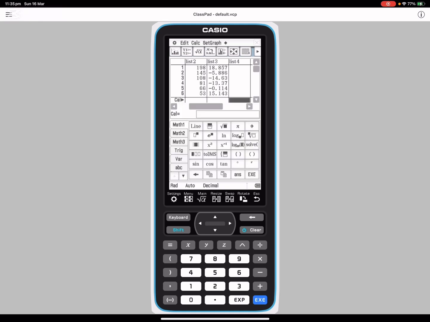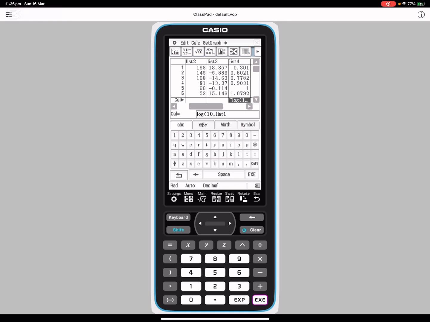So if you bring up your keyboard in the ABC, log base 10, because I'm logging list 1, and then your ABC, and then list 1, no spaces. So this is why I said not to change your list names, because it's really annoying having to write a new thing all the time. If you're just letting it be list 1, list 2, list 3, it's quite easy to remember. Press execute, and all those list 1 values will be logged in list 4.